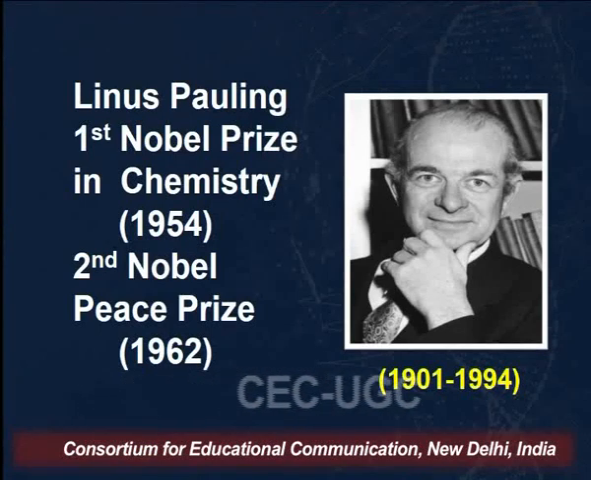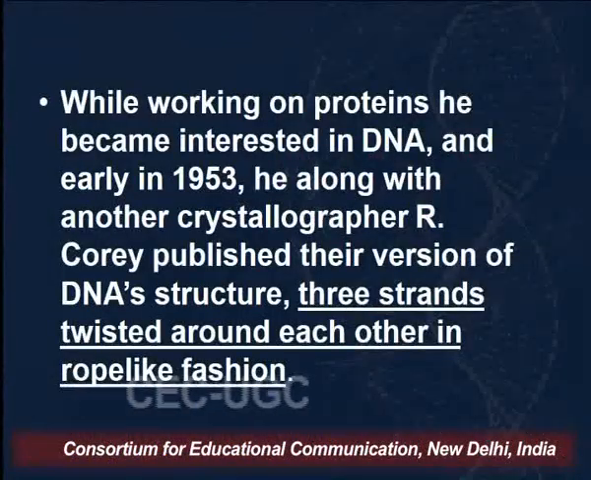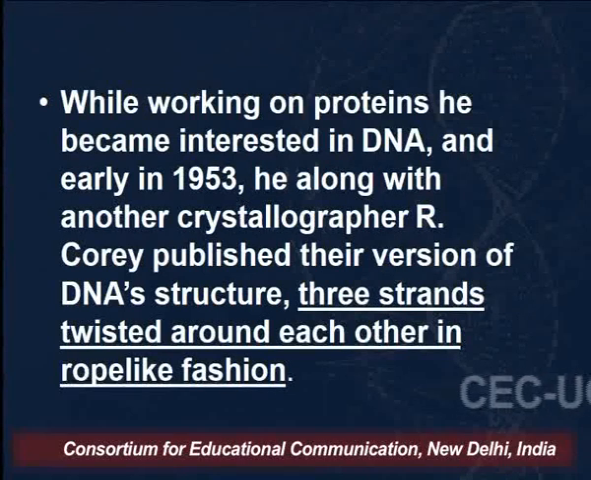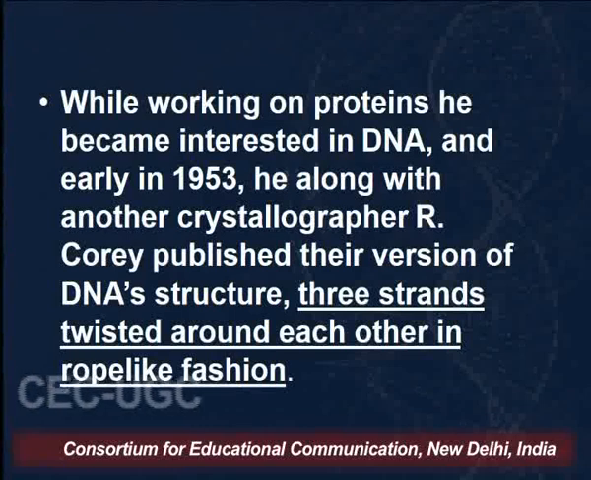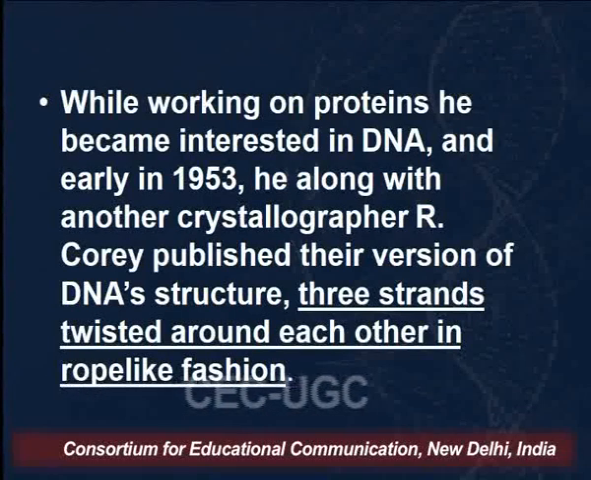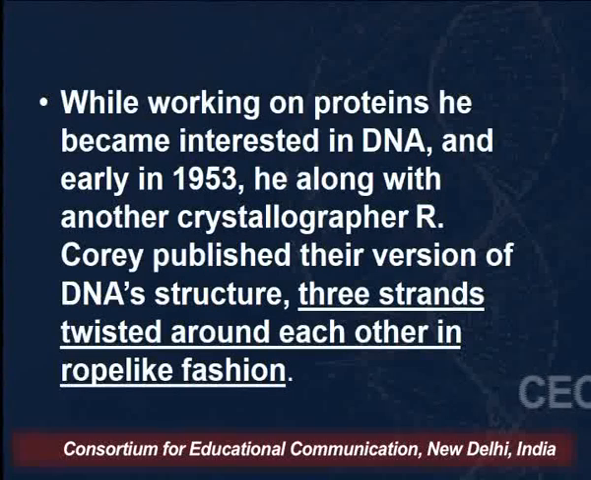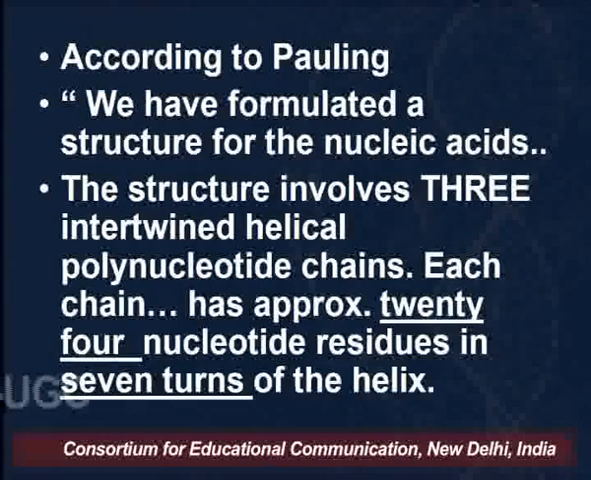While working on proteins, he became interested in DNA. And early in 1953, he, along with another crystallographer, R. Corey, published their version of DNA structure. That is, 3 strands twisted around each other in rope-like fashion.